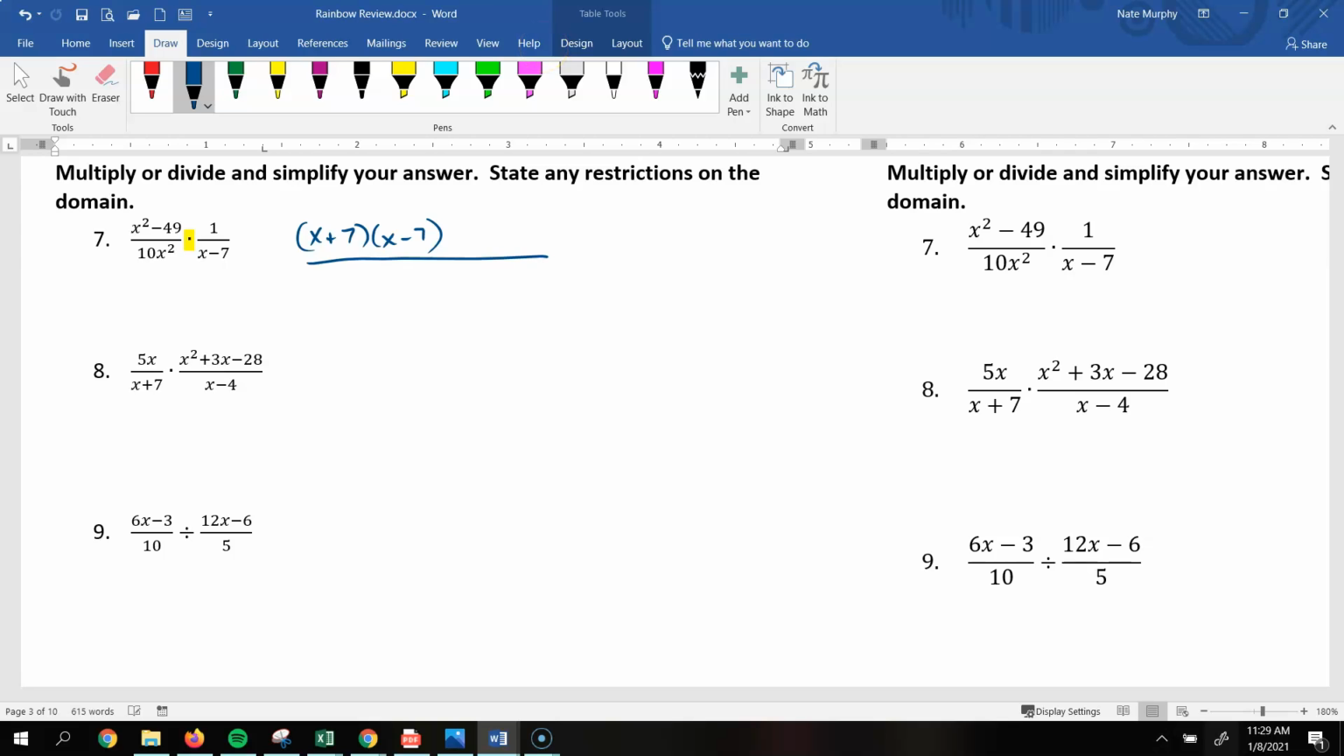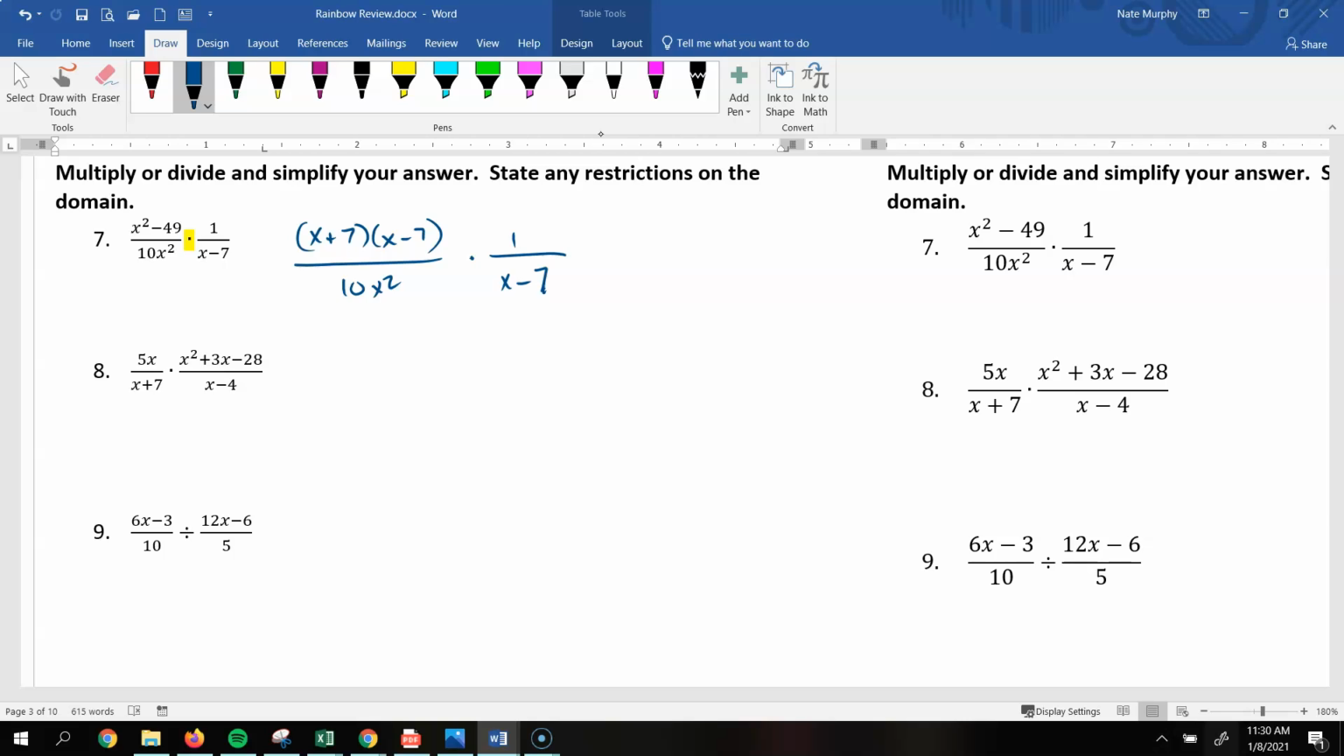The denominator would just be 10x squared. Can't do anything with that. The other one I can't do anything with either. So we'd have x minus 7. Okay, before I cancel things out, let's look to see, oops, x minus 7, not x minus 1. Let's see what restrictions we have in our denominator. Okay, so I'm going to set each factor equal to 0 and solve it.